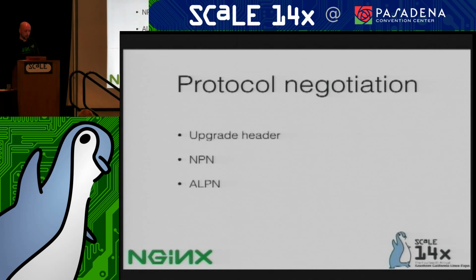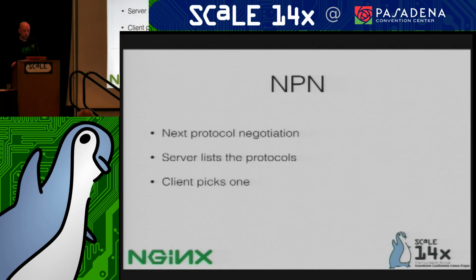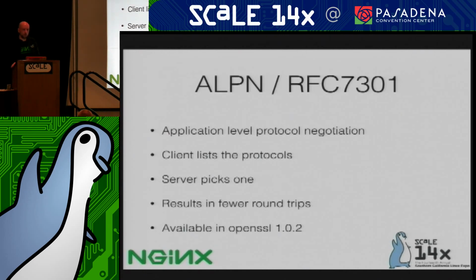Another way of doing that is called NPN. It's called Next Protocol Negotiation, and it is an extension to OpenSSL, which allows the client and the server to negotiate which protocol they are going to be using for that particular connection. And that negotiation is done early in the TLS handshake, so we can avoid the use of HTTP 1 completely in that particular connection.